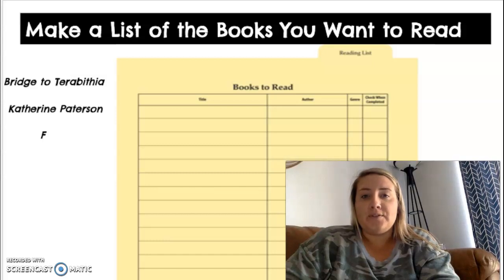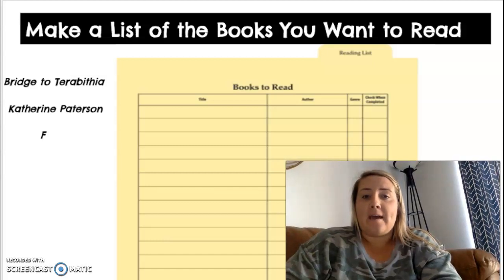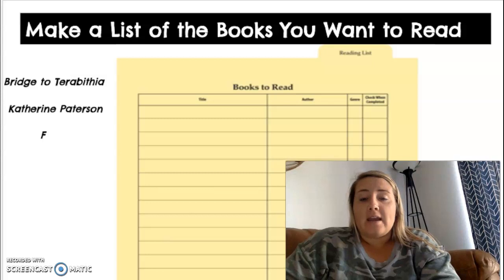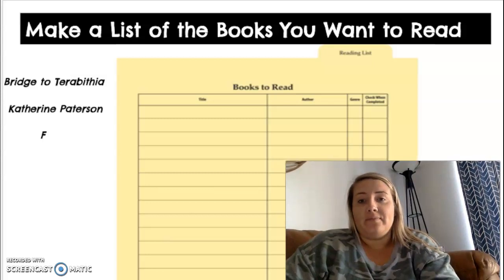When you open up your reader's notebooks today, you are going to find the tab that says Reading List. You'll notice on this page you have a table that says Books to Read. The table includes columns for the title, the author, the genre, and an area where you can check off the book that you've read once you've completed it.